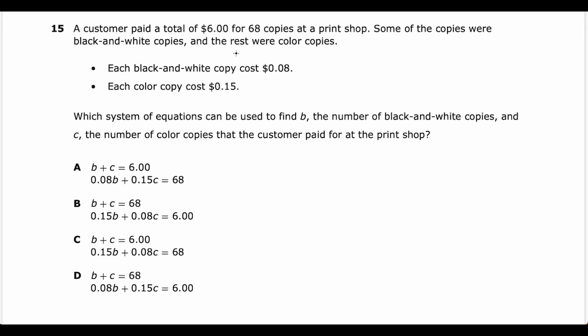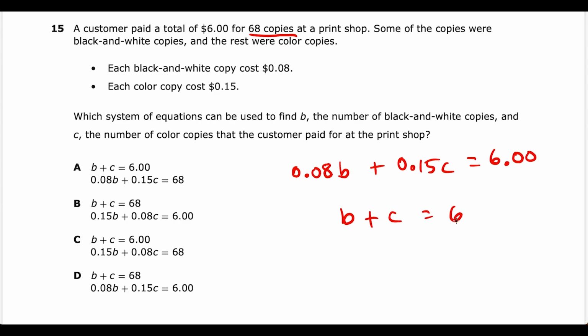Well, one thing to be mindful of is that if their variable is B for black and white, then 0.08 times B tells you how much money you paid for black copies, plus 0.15 times C is telling you how much you paid for color copies, but how much you paid in total was $6. So this is what we're setting equal to $6. But then remember, we made a total of 68 copies. So that's going to be B plus C. The number of black and white plus the number of colored copies in total is going to be equal to 68. And now we just scan the answer choices.